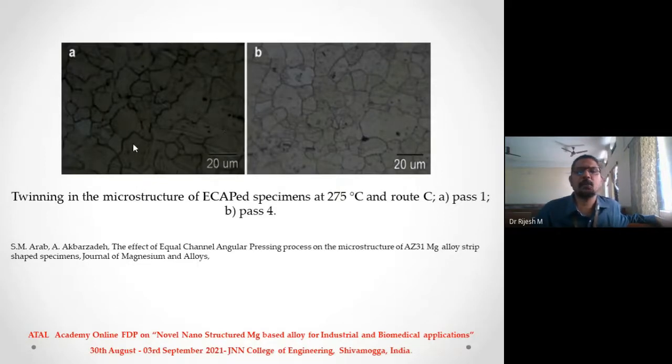So look at the twin bands that you see here. This is twinning in the microstructure of the ECAP specimen at 275 degrees centigrade and route C. This is pass 1 and pass 2. Even after pass 4, you can see these twin bands. So this is at 275, not at room temperature. So even at 275 degrees, slip is not that active in the case of magnesium, is what I want to tell you in AZ31 Mg alloy.